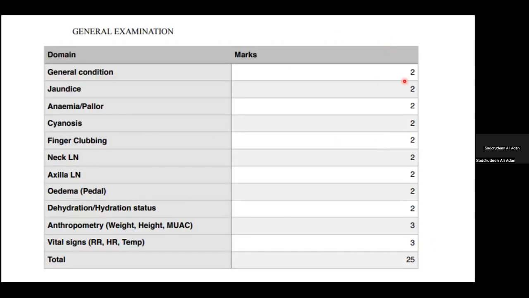So for the general examination, mentioning the general condition, the jaundice, anemia, all of them are 2 marks. Cyanosis, finger clubbing. Remember the neck lymph nodes, and don't forget the axillary, because it's 2 marks. If you forget to palpate for the axillary lymph nodes, you've lost 2 marks already. Very easy marks. Pedal edema, remember you're pressing against the bony prominences. Then you're checking the hydration and dehydration status. Then doing the MUAC, the weight, height, and the MUAC. That's why MUAC tape is essential. Please get it from your friends or buy it. Then the vital signs are important.